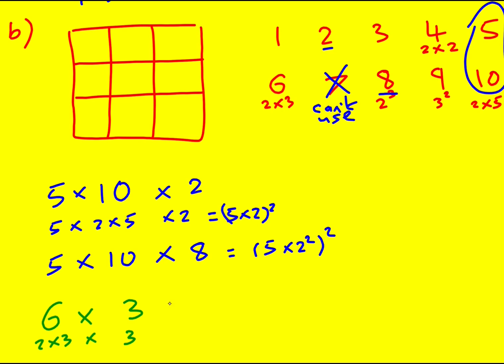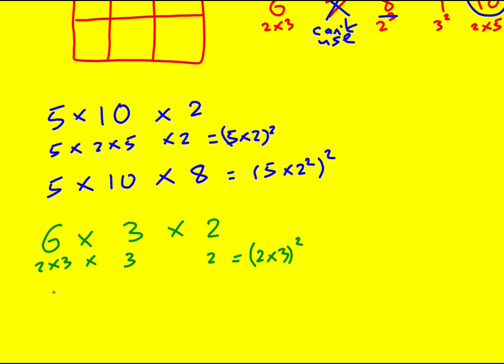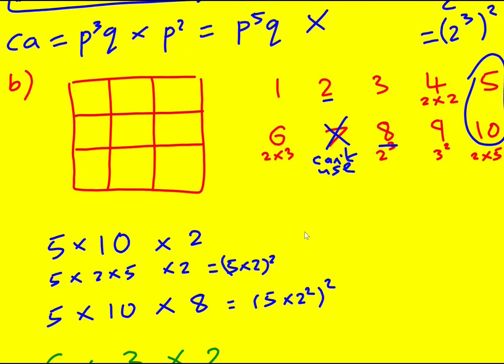But I've got an odd power of 2, so I'm either going to have to times by 2, and that will give me 2 times 3 squared, or I can instead times again by 8, and that will give me 2 squared times 3 squared. So again, I have to combine the 6 and the 3 to get an even power of 3, and then I'm either going to use the 2 or the 8.